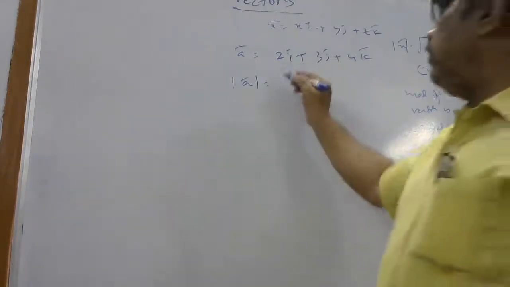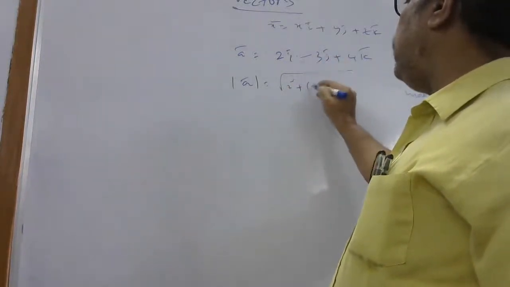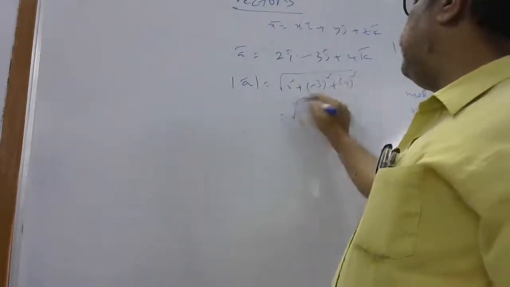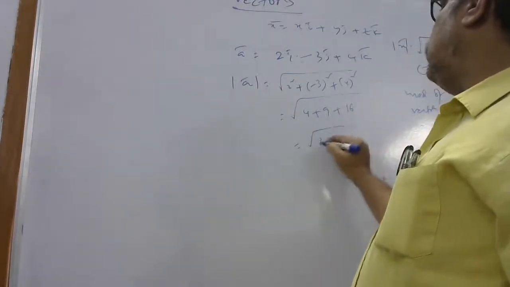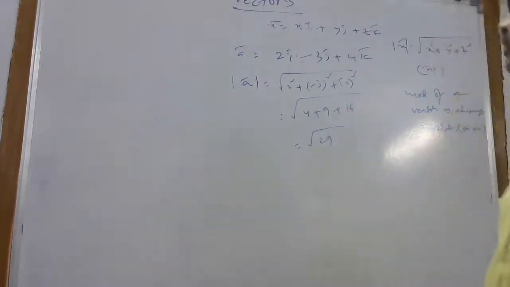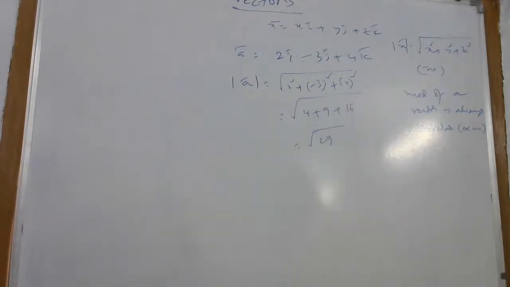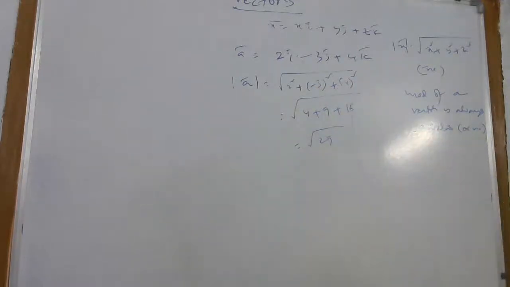So mod a bar, you tell me, root of 2 square plus minus 3 whole square plus 4 whole square. Suppose a minus is there, then no problem, because automatically it becomes plus only. 4 plus 9 plus 16, root 29. Are you clear, beta? Modulus of a vector is always a number. Because there are squares only, modulus cannot be negative. Plus root 29 only, always.